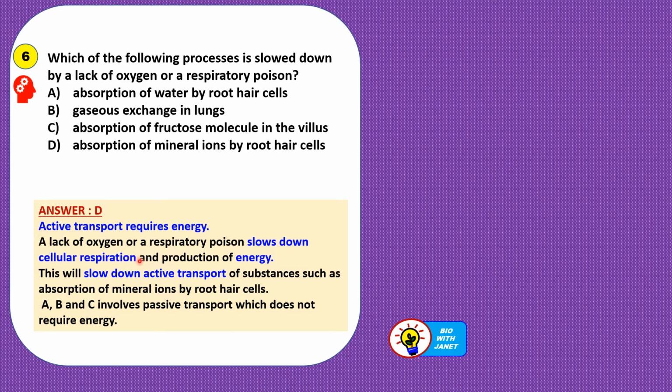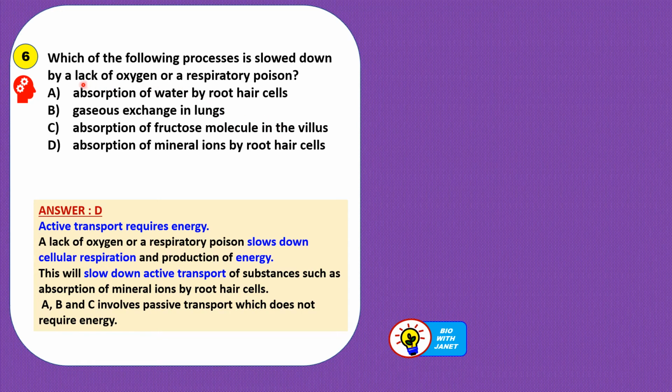So a lack of oxygen or respiratory poison slows down cellular respiration and the production of energy through cellular respiration. That means the cell will get less energy for active transport. So this will slow down active transport of substances such as absorption of mineral ions by root hair cells. Now for process A, B, and C, they all involve passive transport which does not require energy.